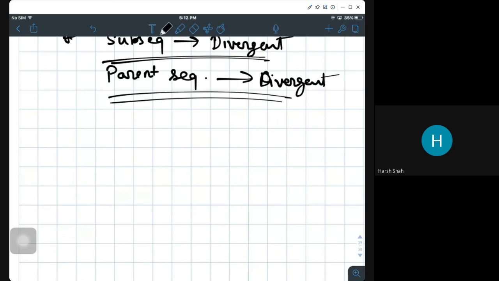Let me just check if there is a question from the mock. Is there any question related to limits in the mock? I don't find any question on limits in the mock.